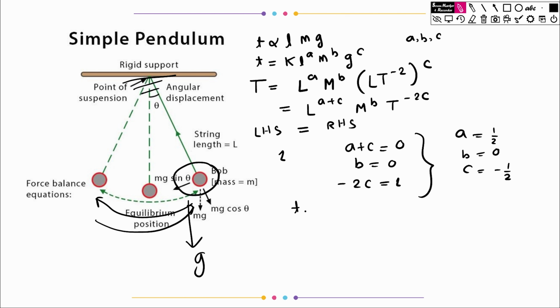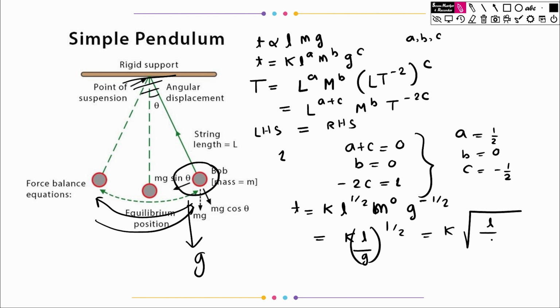Therefore, we can write the equation T is equal to constant L to the power half, M to the power 0, and g to the power minus half. So therefore, it is K (L by g) to the power half, that is equal to K square root of L by g. Therefore, time period is equal to K square root of L by g.